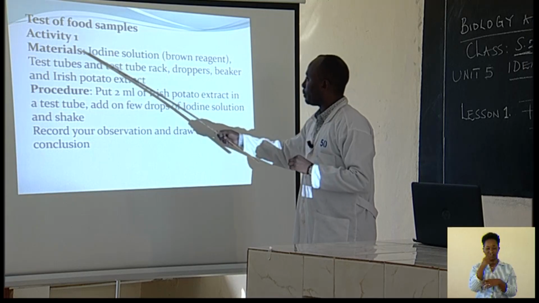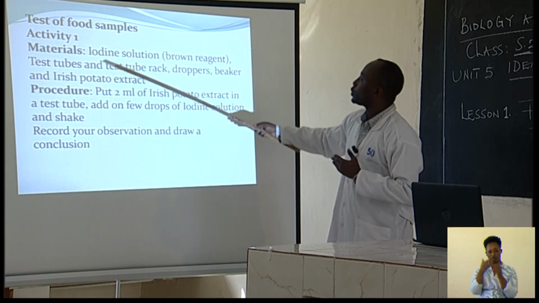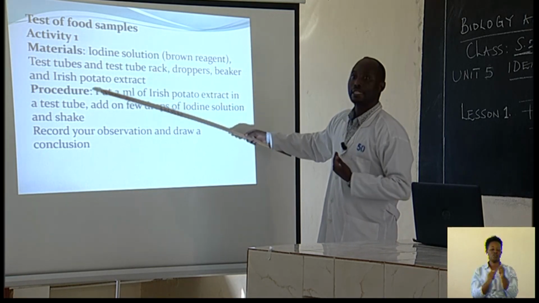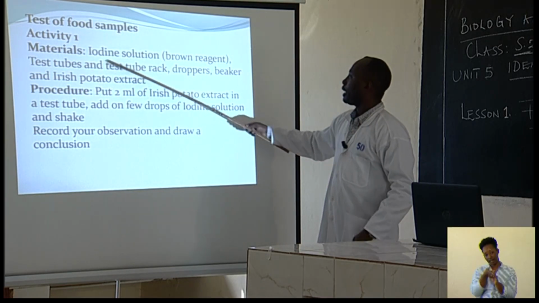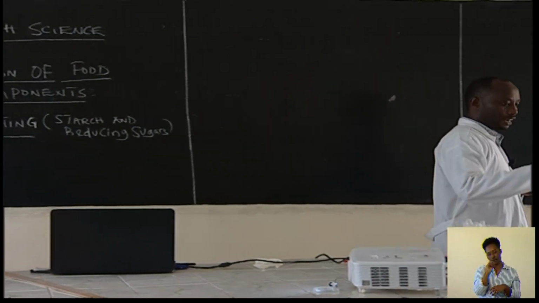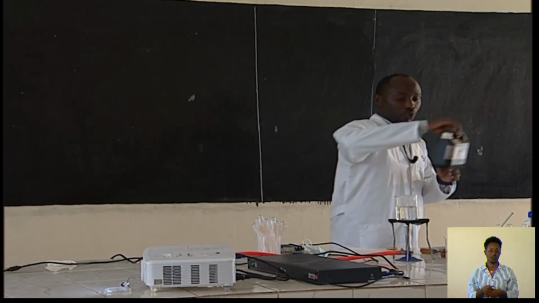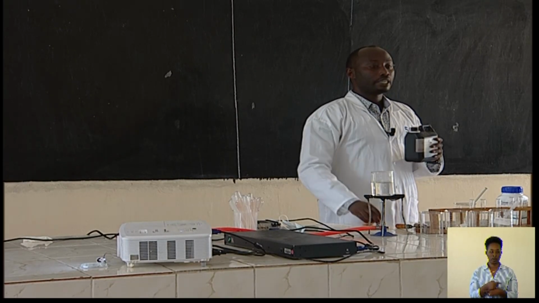And here are the materials. And here are the procedures. We are going to follow the procedures, and we test our food, whether the food contains starch. The number one chemical that can be used to test the presence of starch in a food sample is the iodine solution. Students, I know some of you have never seen an iodine solution. I have an iodine solution. I'm going to show you the iodine solution. The iodine solution is brown in color.